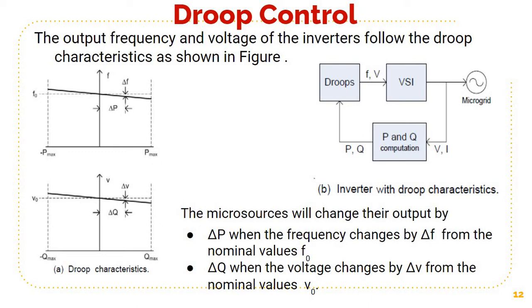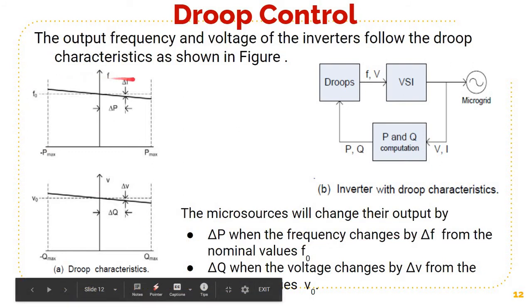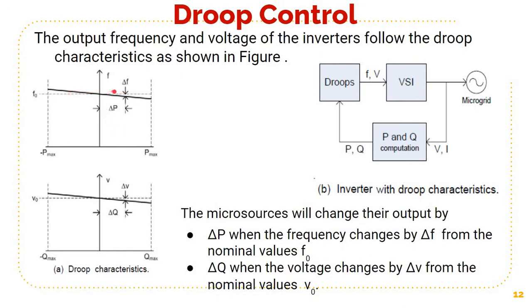Now the output frequency and voltage of the inverters follow the droop characteristics as shown in the figure. So this is the droop characteristics, and what you observe here is whenever there is a change in frequency delta F, a corresponding delta P, which means the change in active power. So whenever there is a change in frequency from its nominal value of 50 Hertz, the microsource will change their output by delta P.